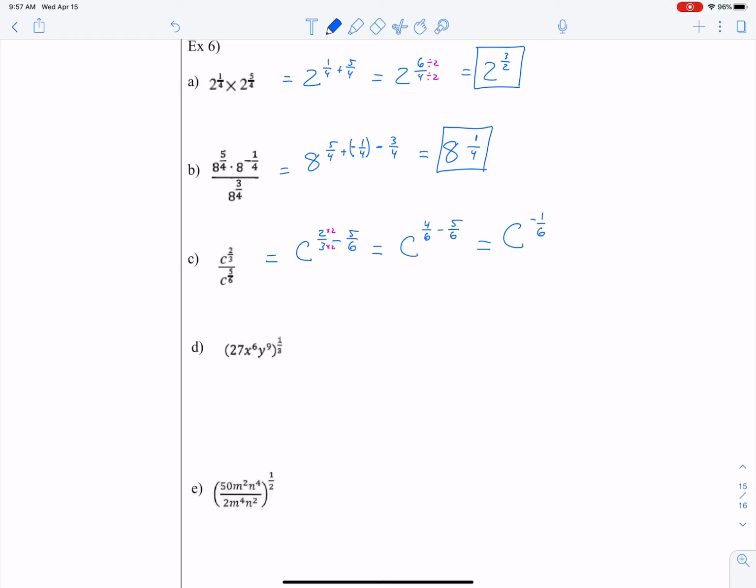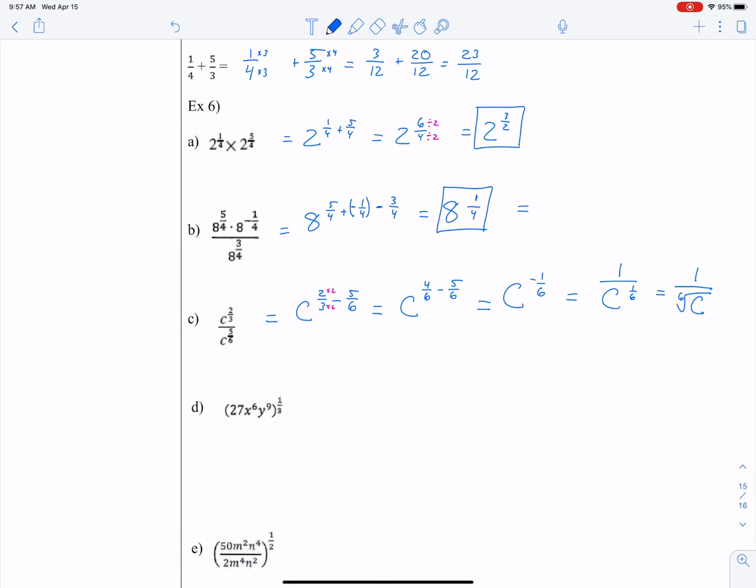And then we don't want to leave a negative exponent, so that means that we're going to have to flip this base. So this becomes 1 over c to the 1 over 6, like this. Okay. You could also write this final form as 1 over the sixth root of c, like that. Actually, same with these. If you wanted to, you could write this as a root like this. And you could do this one as 2 root 3. Okay?